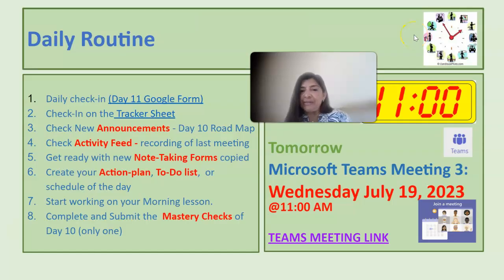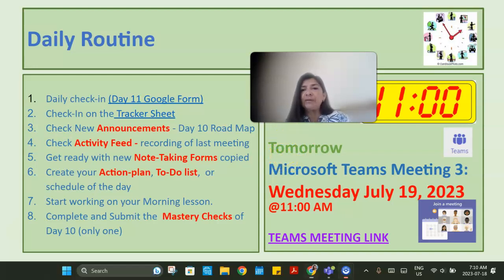Start with reminders. You'll start by going to your day 11 Google form. This link works, as well as the announcement link. Check in for today to mark yourself present. Then go to the tracker sheet. I've seen that some of you have already used the tracker sheet. Please do so on a regular basis.